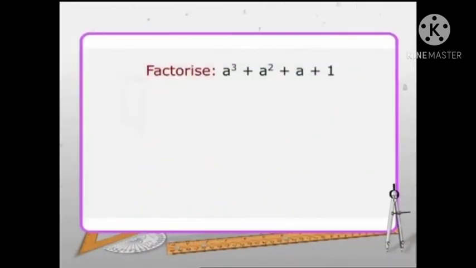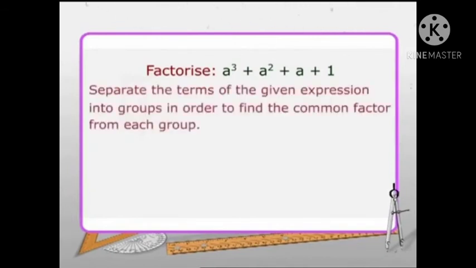Factorize a cube plus a square plus a plus 1. In the given expression, we do not have anything common to all the terms. So, we shall use another method to factorize the expression, that is, by grouping the terms. First, divide the terms of the given expression into groups in order to find the common factor from each group.